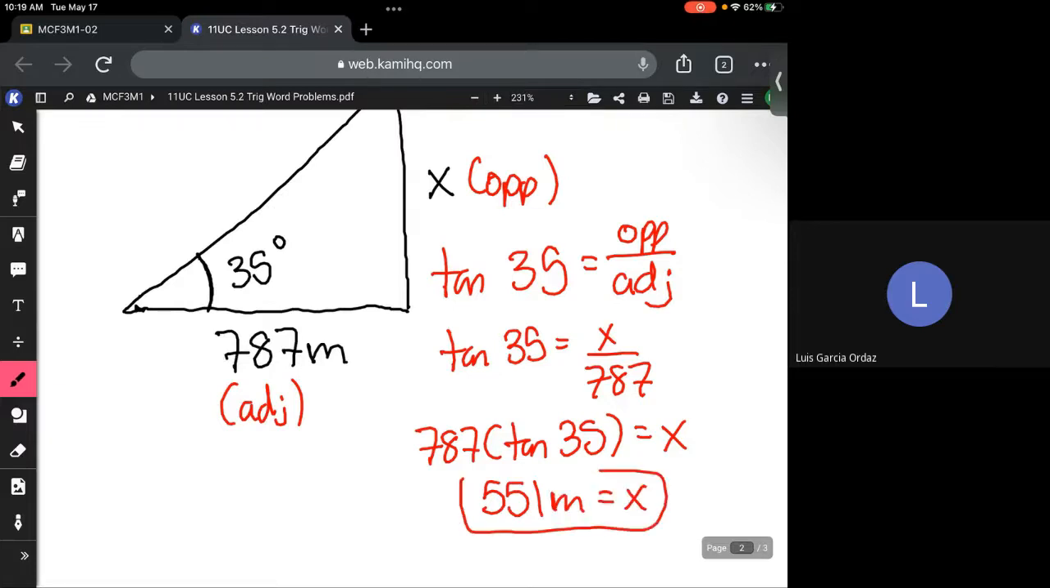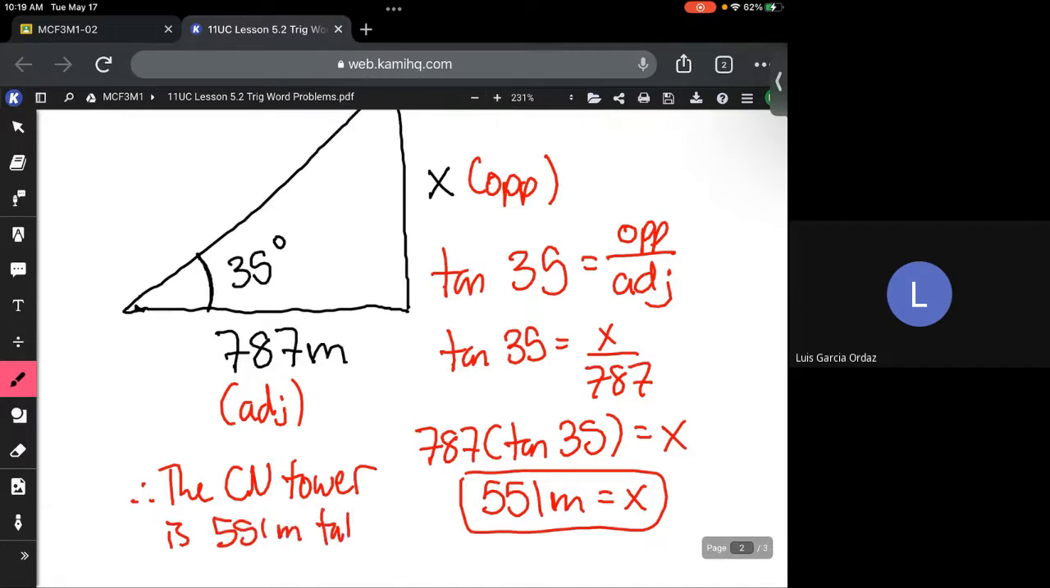Perfect. So therefore, the CN Tower is 551 meters tall. Is that true? It wouldn't work the same if you do like 1035 divided by 787, just like do that, right? Nope. Because my x is on top. I always have to leave it by itself. I have to multiply by whatever's at the bottom of it. However, when x is at the bottom, then you can switch the places between tan of the angle and the x or the y.